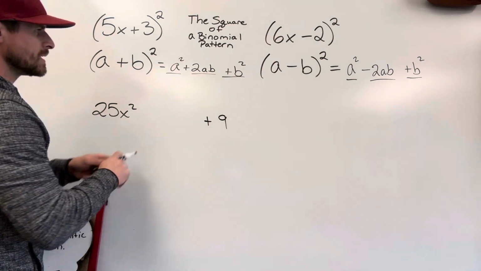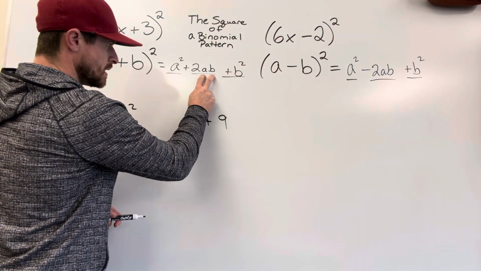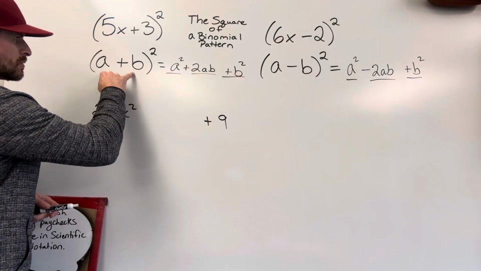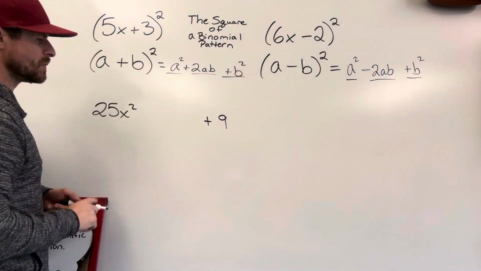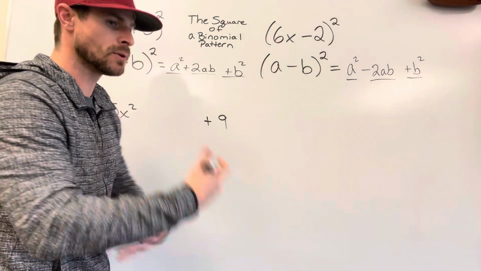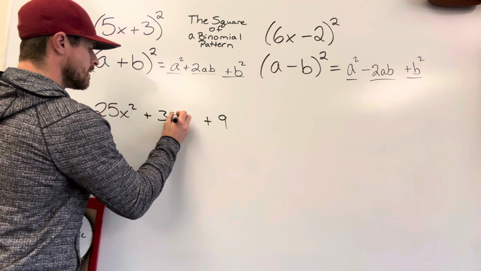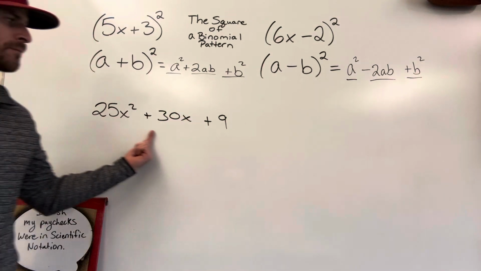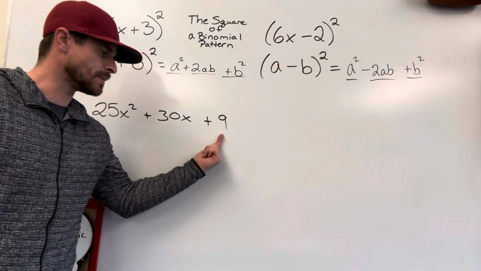Now in the middle, we need to take a times b times 2. So we're taking a times b, the product of these two values, and we're doubling it. So what's 5x times 3? That would be 15x, but we have to double that. So what's 15 doubled? That would be 30 with an x attached. So this is our final trinomial. When squaring 5x + 3, you're going to end up getting this.